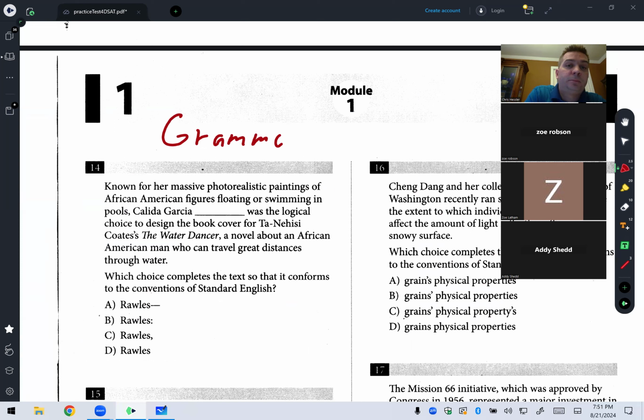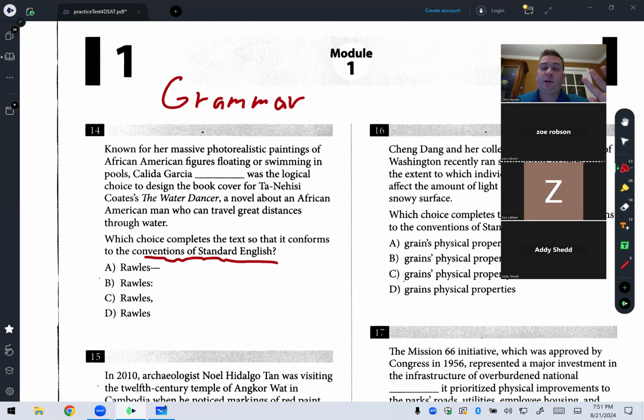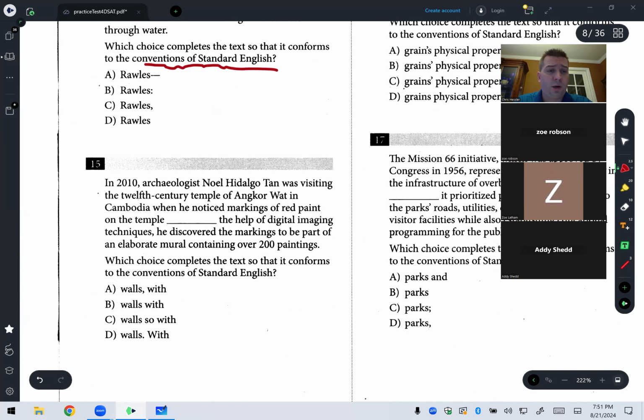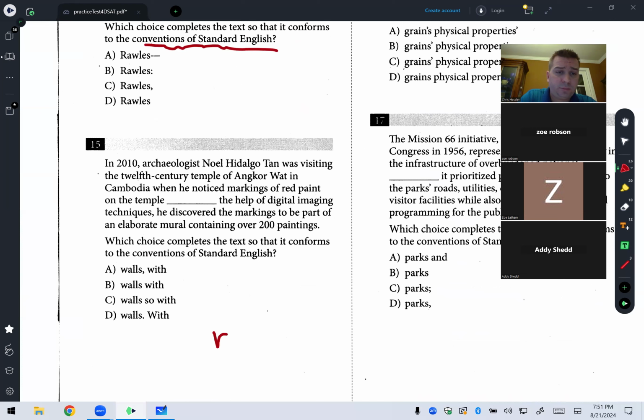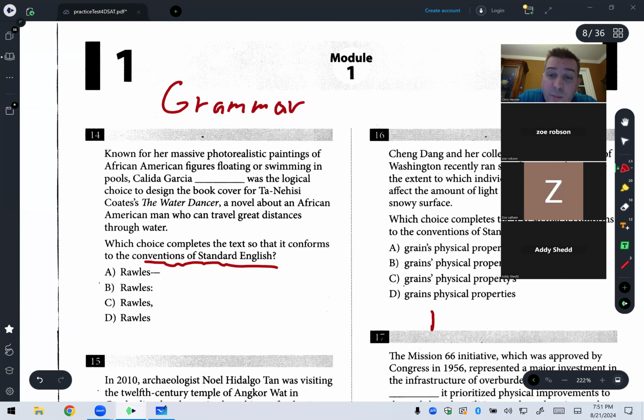All right. So there is grammar on the ACT as well as the SAT, and they both look basically like this. They're so similar. I know that I've reached the grammar questions because they're asking me about the conventions of standard English. So once you start seeing that, just think grammar. They're going to test you on semicolons, colons, commas, run-ons, punctuation, and possession.